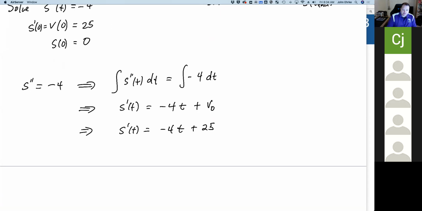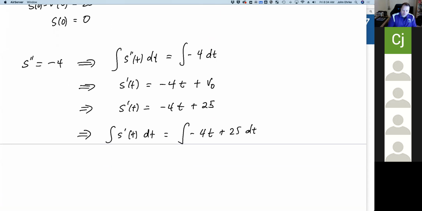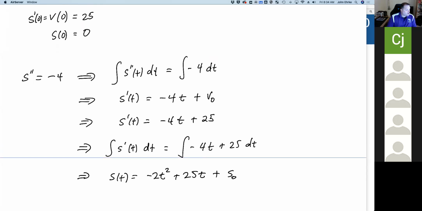Okay, going a step further now. If I take another antiderivative, on the left-hand side, the antiderivative of S prime is just S. So now I'm all the way back to the position function. The antiderivative of -4t is -2t squared plus 25t plus a constant. This constant will just be the initial position, S naught. And we know from our assumption that the initial position here is 0.